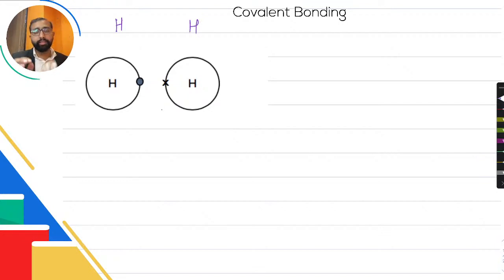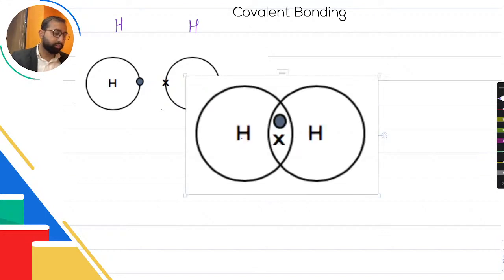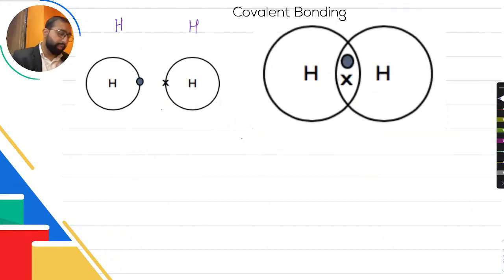So what happens? They will combine together. Each hydrogen needs one more. So what they're going to do is share one electron with each other, and they're going to form what we call a hydrogen molecule. Now this thing is not H, this is H2. This 2 basically tells me that there are two atoms of hydrogen, and this thing is telling me that there are two atoms of hydrogen joined together.